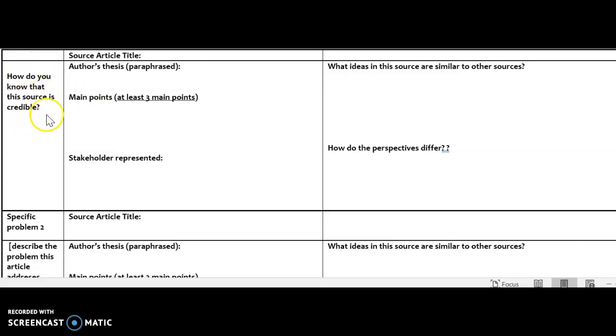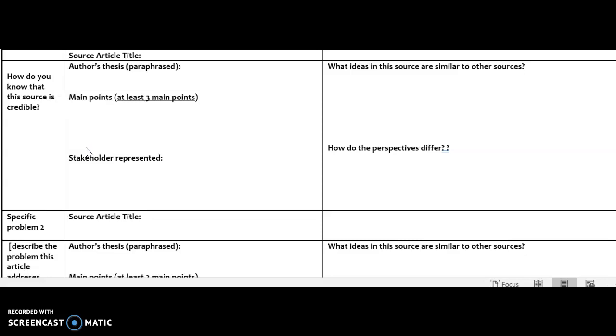The last piece over here, since we are taking the annotation out, is a few sentences telling me how you know this source is credible. We are going to talk about credibility on Thursday, so I would hold off on doing anything with this until that time. But yeah, this is generally what you'll be doing with sources.